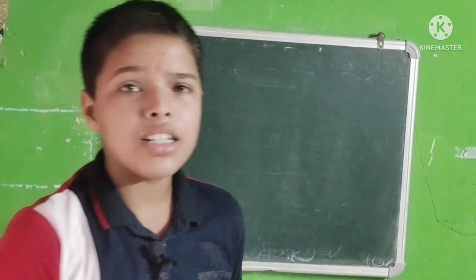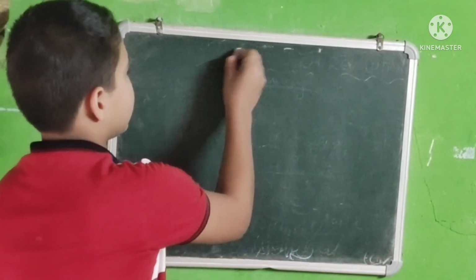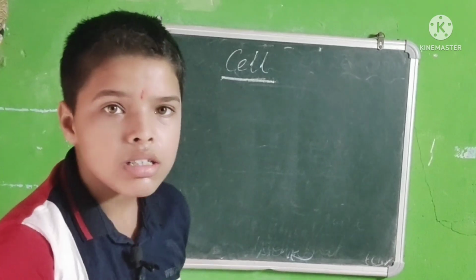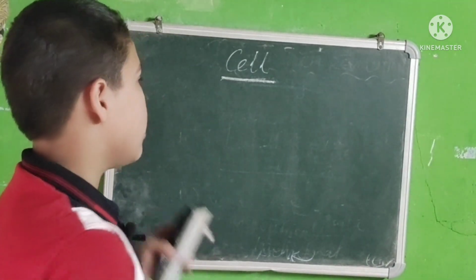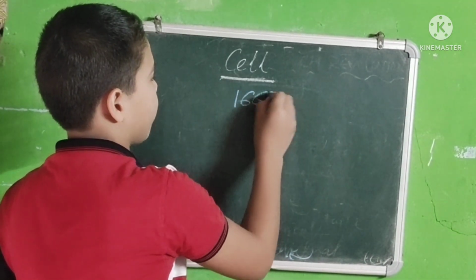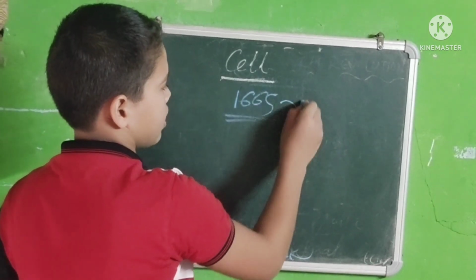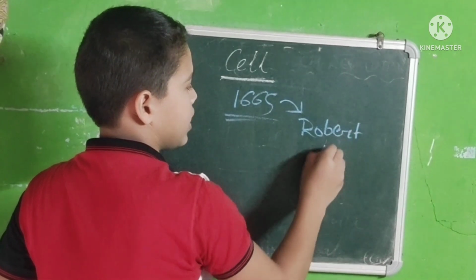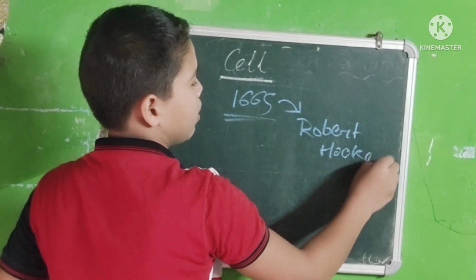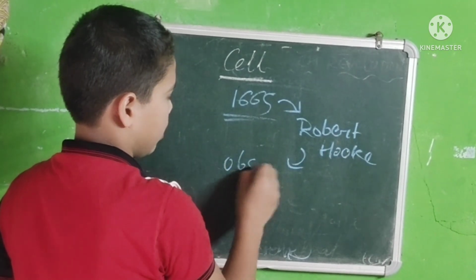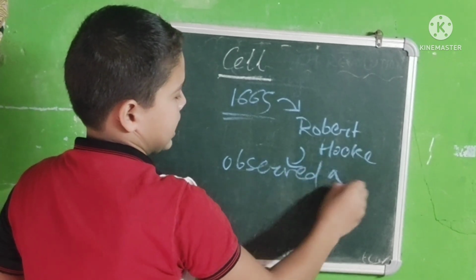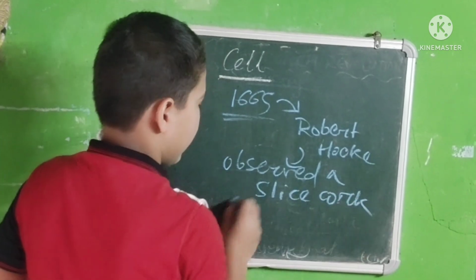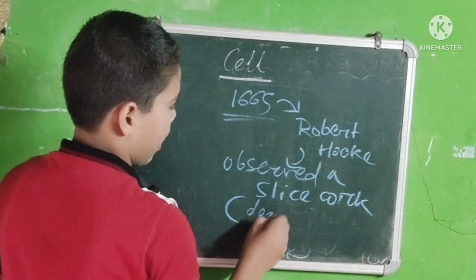Erasing it doesn't matter. And cell, how was it discovered? It was discovered in 1665. All of us know that it was discovered by Robert Hooke. And how was it discovered? When Robert Hooke observed a slice of cork, it was a dead plant cell.